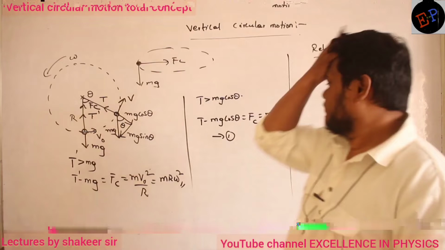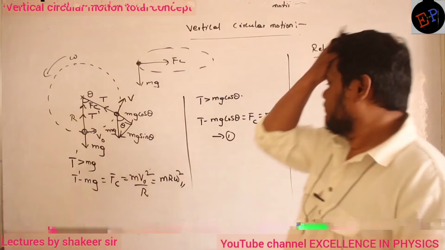Clear now? Similarly, you calculate the beta value: 2gl minus u square divided by 3gl. The initial velocity is root 4gl, so 4gl divided by 3gl. So if I do this calculation, I will get beta is equal to cos inverse of minus 2gl divided by 3gl. GL and GL get cancelled, so beta is equal to cos inverse of minus 2 by 3, which is approximately 133 degrees, between 130 and 140.